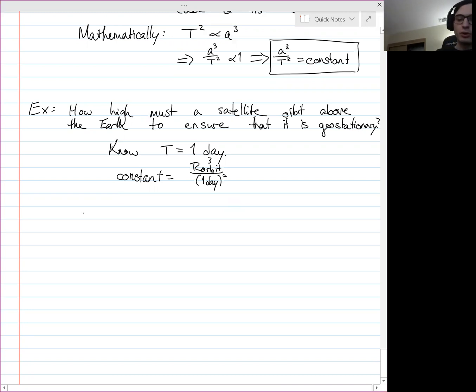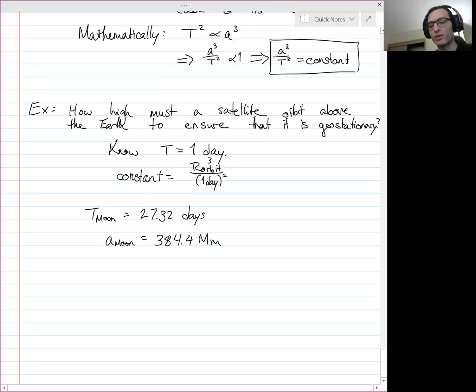It turns out that the orbital period of the moon is about 27.32 days, approximately. And the semi-major axis of the moon, assuming that the moon's orbit is roughly circular, which it is, can be measured directly. You shoot a laser at the moon, you wait for it to bounce back, and then you time how long it takes to get there. This is, again, roughly 384.4 megameters.